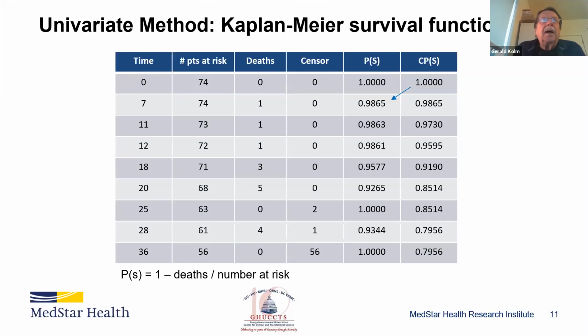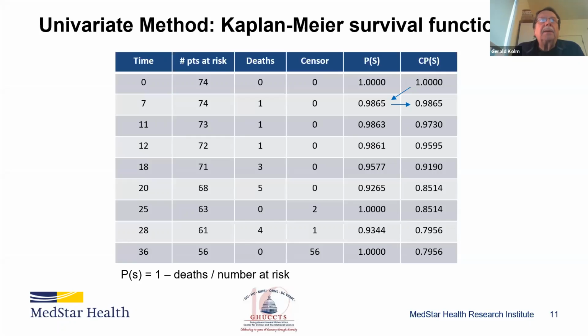So in the next time point at 7 months, we have 1 death. So the probability of survival is 1 minus 1 over 74, 0.9865. And so you just multiply the preceding cumulative probability by the probability in the next time point. And so that's what you get when you multiply, obviously, 1 by 0.9865. And so we continue that way.